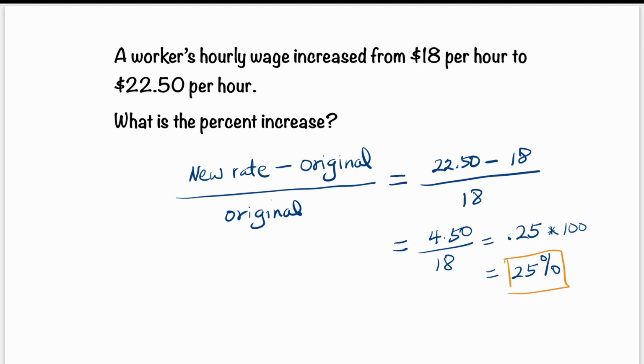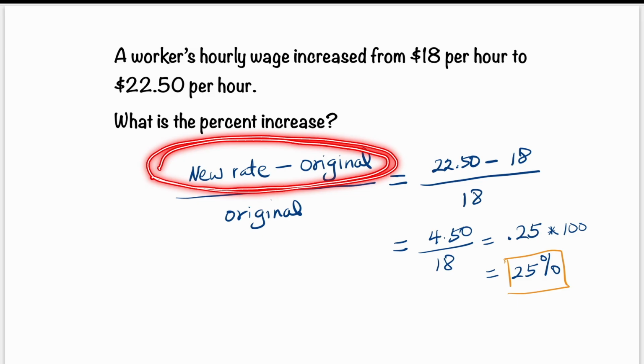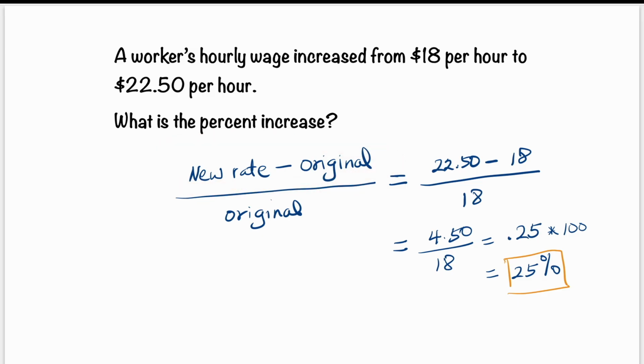When you're working with percent increase problems, just remember this. The numerator is going to be the delta between the two rates: the new rate minus the old rate. And divide that by what the original rate was. Then you will take that number and multiply by 100 and add a percent to give you the percent increase. And that's it for this question.